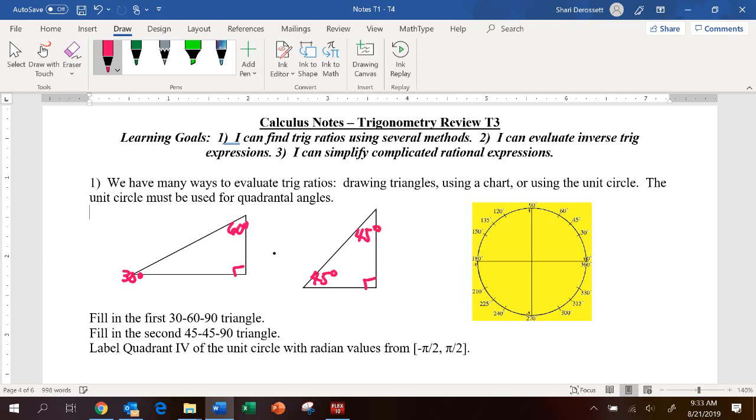Okay, and so what did you put across from the 30 side? What do we use there? 60 and 90, 2. And 45, 45, 90, how's it go?